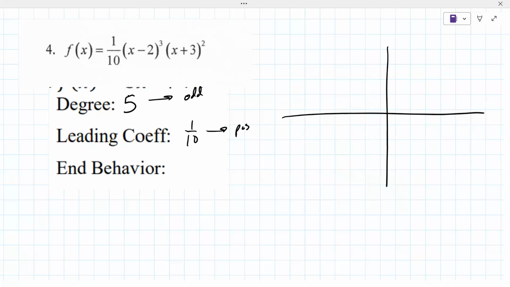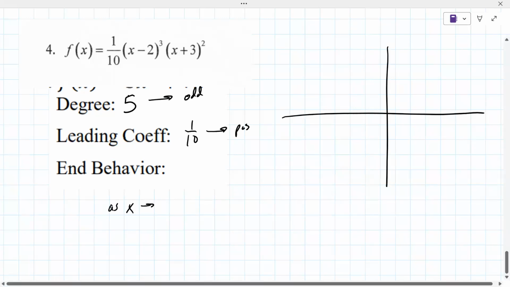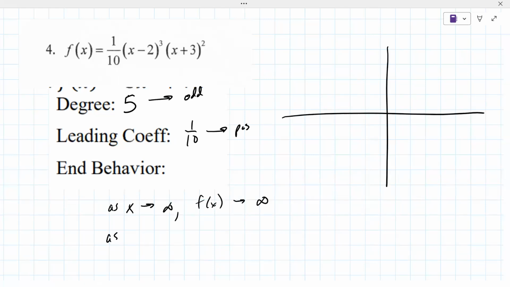Okay, so should I just tell you the end behavior? Yep. As x approaches infinity, f of x approaches infinity. And as x approaches negative infinity, f of x approaches negative infinity.